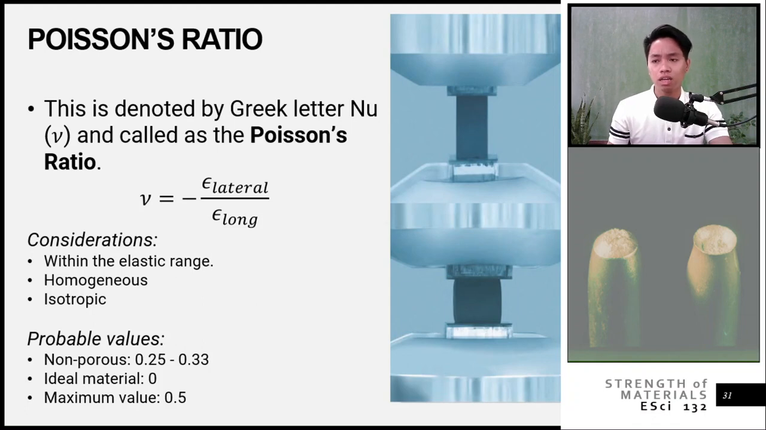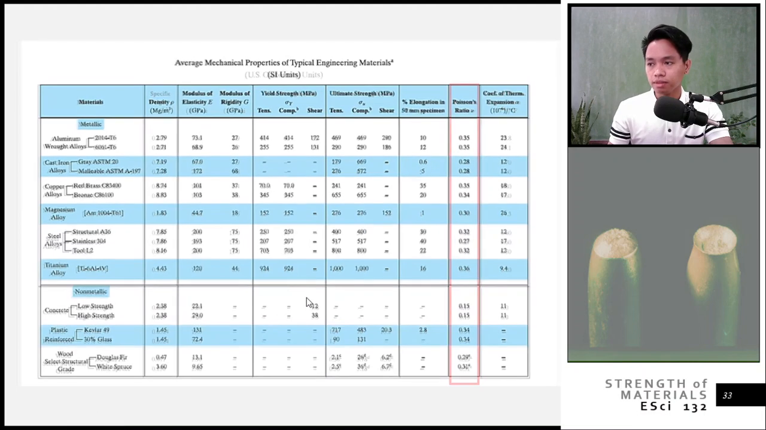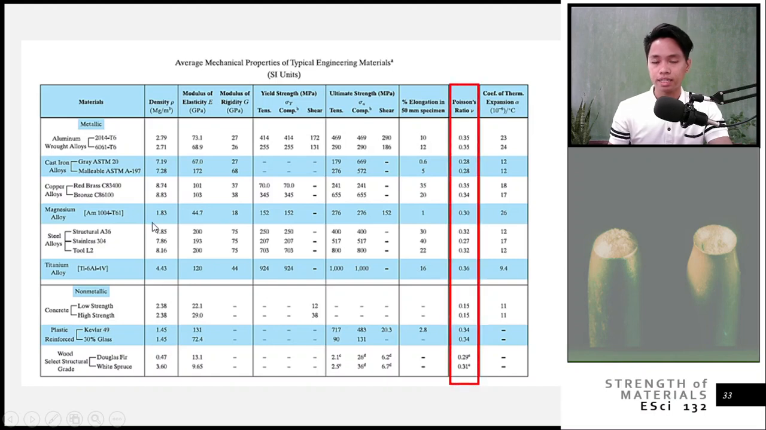So, it depends on which materials you use. Okay? This is for your English system, right? That is your Poisson's ratio. And this is for your metric system. Since Poisson's ratio is a dimensionless quantity, because it is just a ratio of two strains, it is dimensionless. So, obviously, they have the same value in both systems, English and metric.